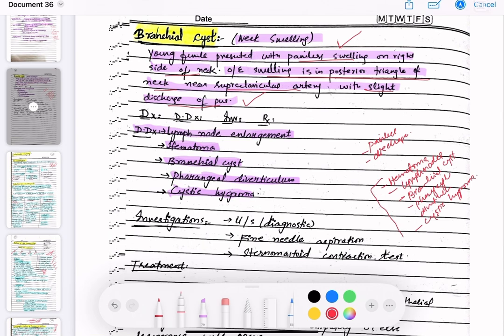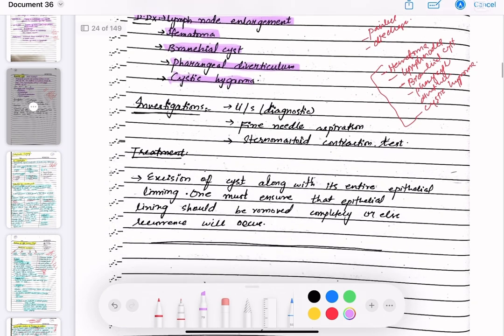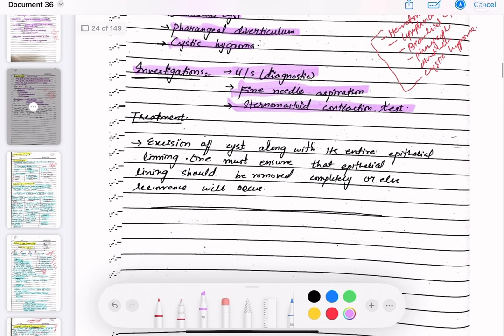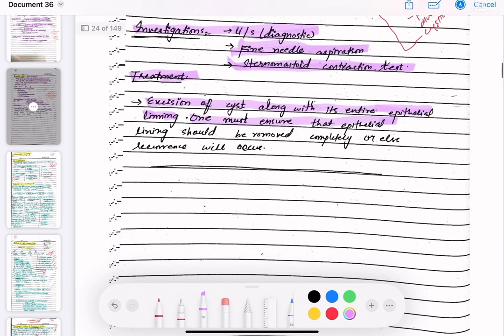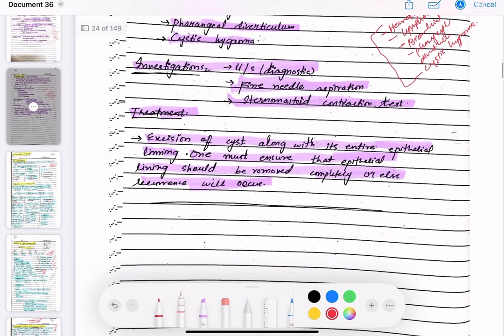The investigations that are done are ultrasound, which is diagnostic, fine needle aspiration, and the sternomastoid contraction test. The treatment is excision of the cyst along with its entire epithelial lining. This is the main point in the treatment: one must ensure that the epithelial lining is removed completely, or else recurrence will occur.